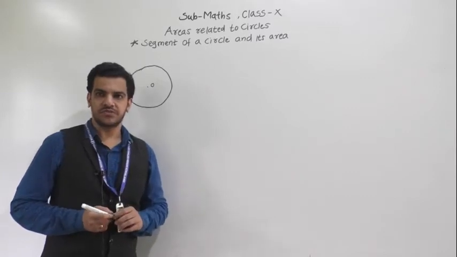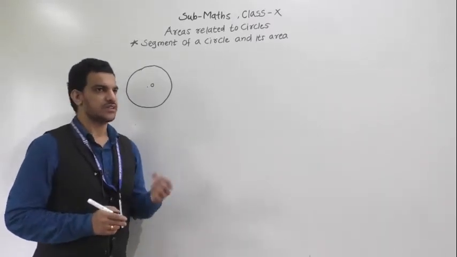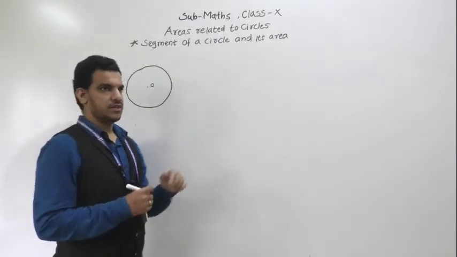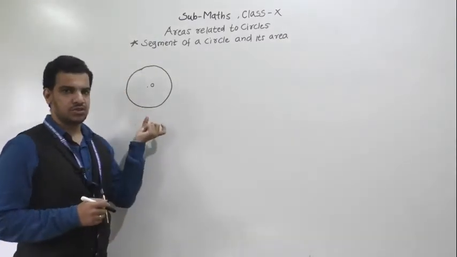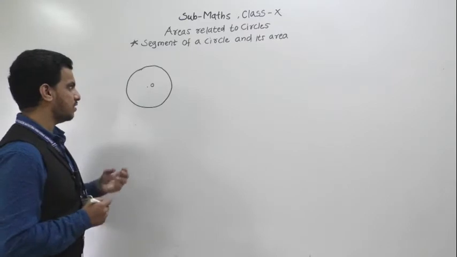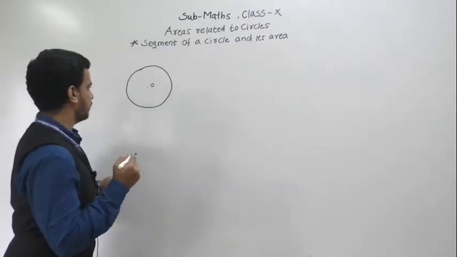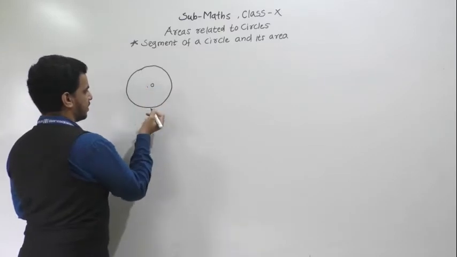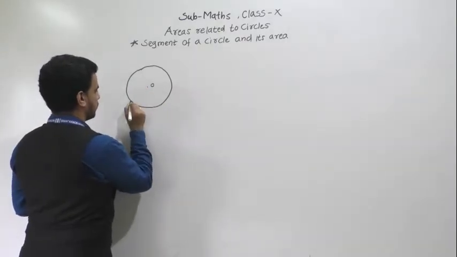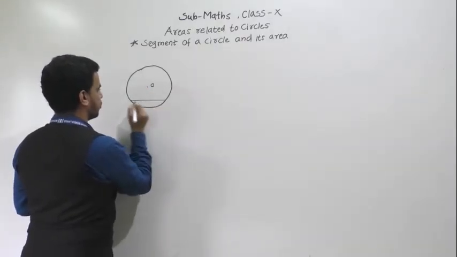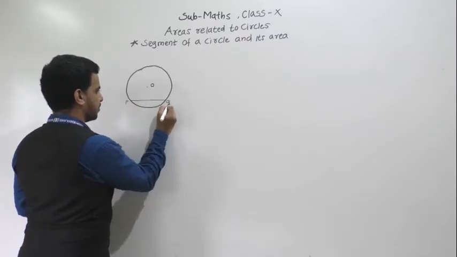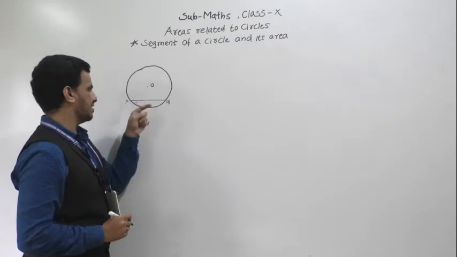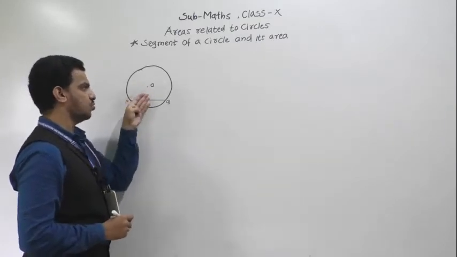Hello students, today we are going to learn a new point, that is a segment of a circle and its area. First we will take a short review of what is meant by segment. If this is a circle having center O and radius R, and I draw this chord PQ, because of this chord PQ, this circle is divided into two regions.